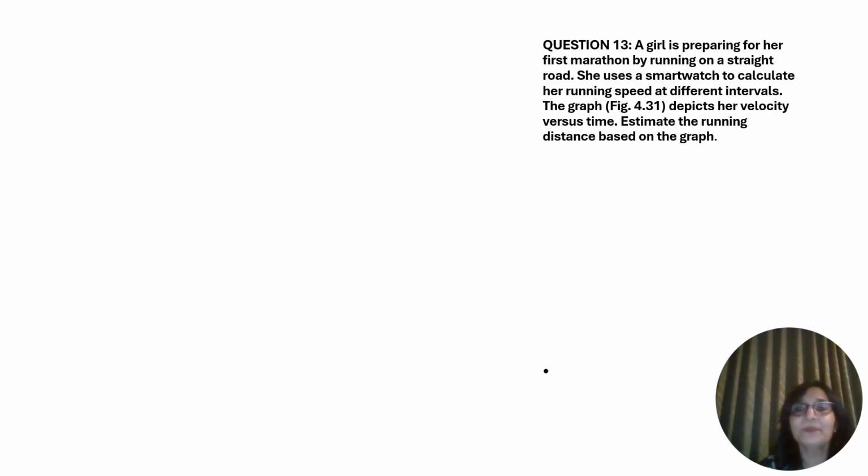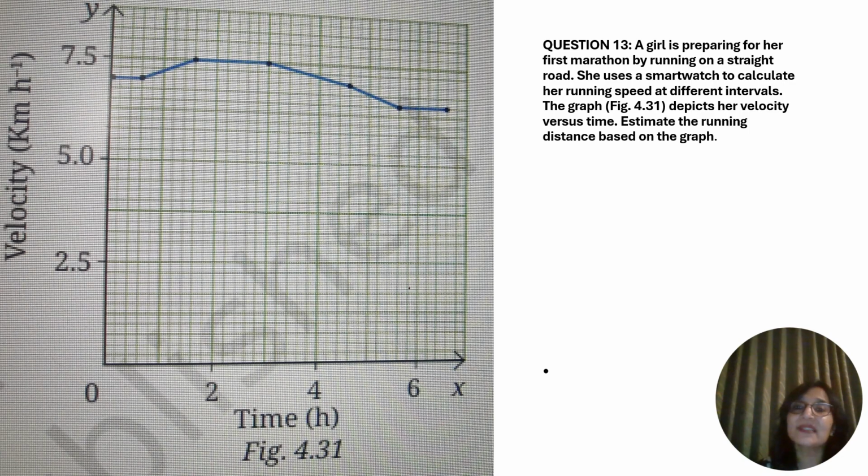Let's go further. Question number 13. A girl is preparing for her first marathon by running on a straight road. She uses a smartwatch to calculate her running speed at different intervals. The graph 4.31 depicts her velocity versus time. Estimate the running distance based on the graph. Now, look at this graph. This is your velocity time graph.